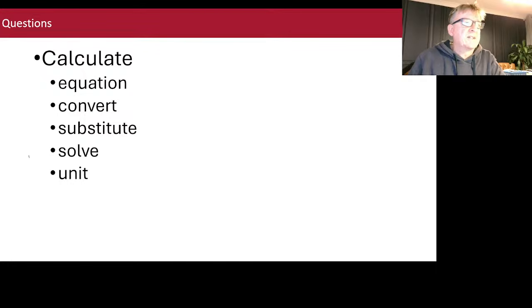Calculate. Now, calculate is pretty obvious. Calculate means you're going to do a sum. On the calculate question, if you're doing the foundation paper, they'll give you the equation. But what I'd recommend anyway is that you write out the equation.